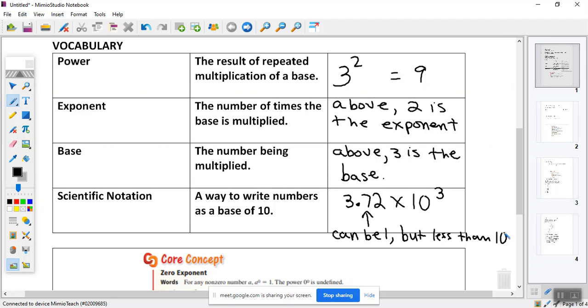And then times 10 to the, okay, how many places, if I put it right here, how many places to the right do I have to move it to where it really is? So this would be times 10 to the what? Okay, let me ask you this question.